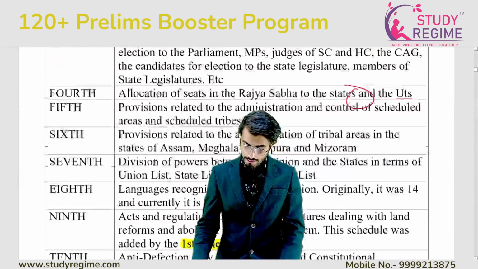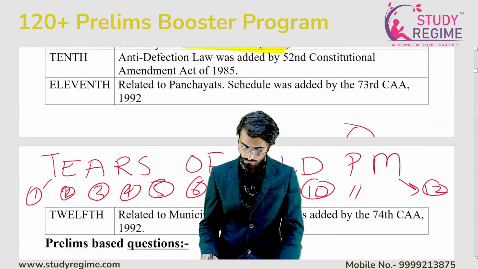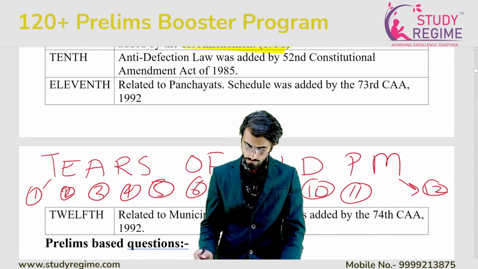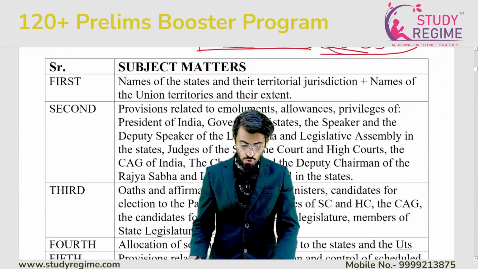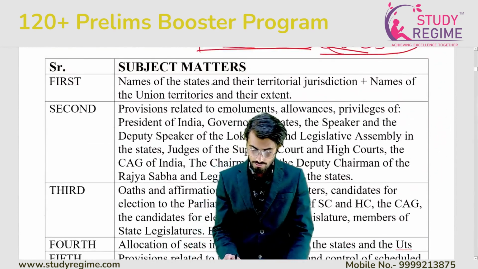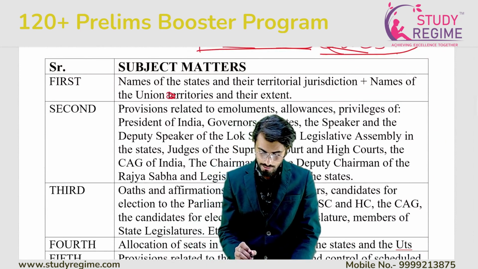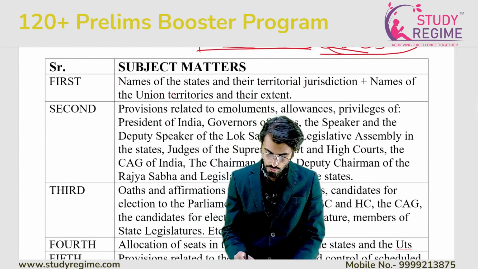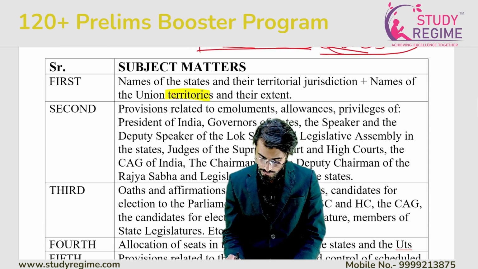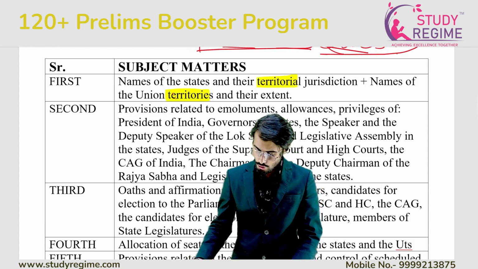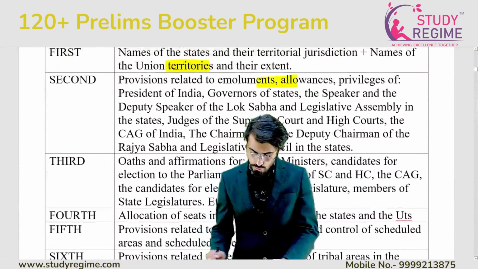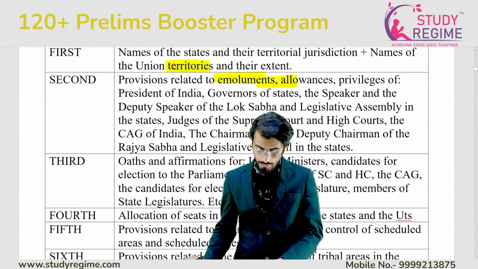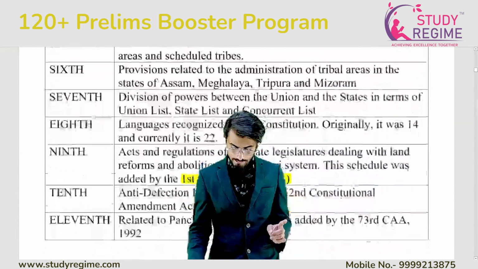We have already discussed the first schedule. Now, the first schedule talks about the territorial things. See, I have taken T from here. I'll highlight it, it will be easy. Territories, so T for territories. Then the second schedule talks about the emoluments.